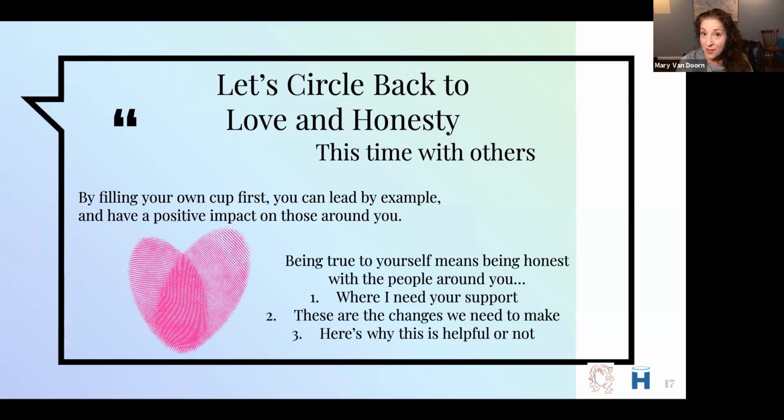Being honest with others, you need to tell your circle what you need from them. Where you need their support, the changes you need to make together as a family or as a support system, and you need to tell them what's helpful and what's not. That all has to do with your mindset as well, being honest in your relationships and how your people are supporting you or how they're not.